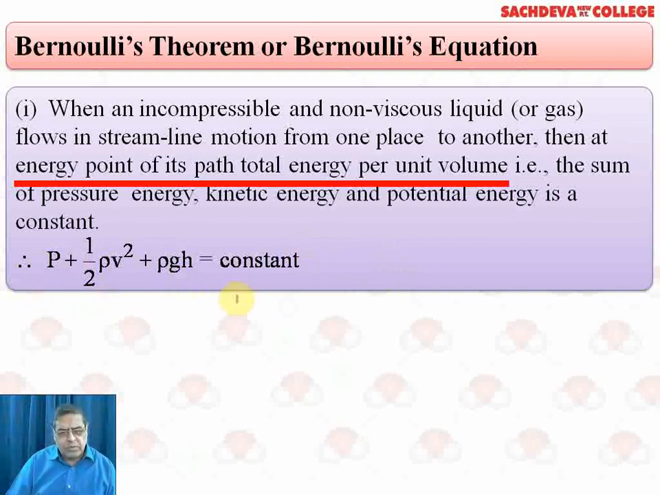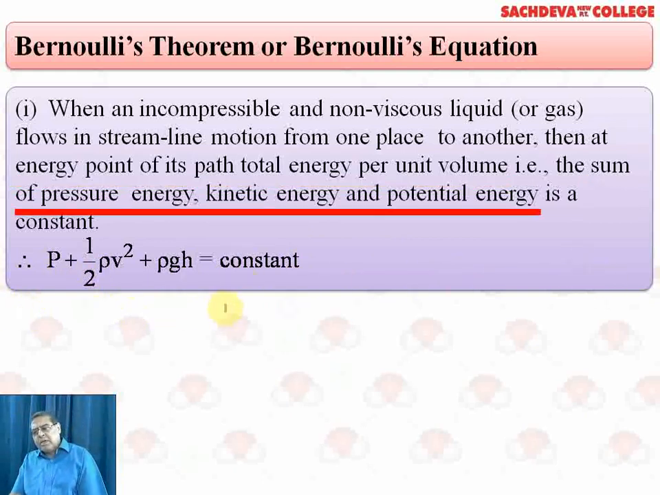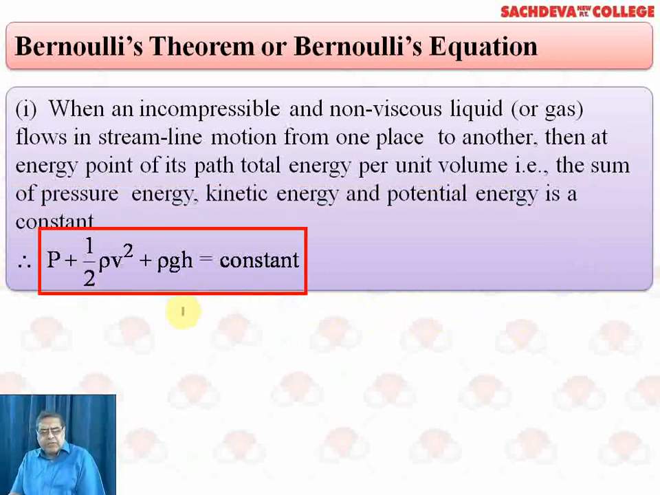at every point of its path, the total energy per unit volume is the sum of the pressure energy, kinetic energy and potential energy. P stands for normal pressure, half rho v square is the kinetic energy, and rho gh is the potential energy.